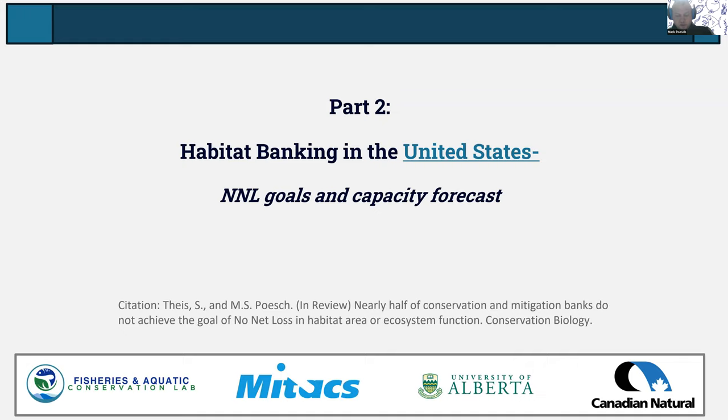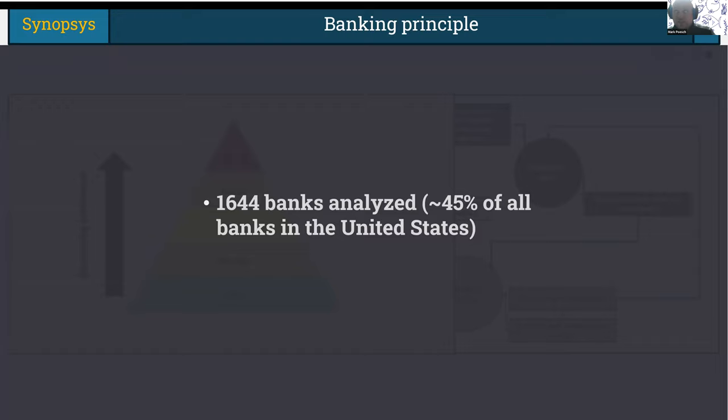I'll go quickly through our second part about habitat banking. This is a paper that's currently in review. It's focused in the same way on a systematic review, focusing on the United States, where we had sufficient data, and looking at effects of banking and no net loss goals. In this study we included 1,644 banks that were analyzed. This is about half of all the banks in the United States. And we used the RIBITS data network for this analysis.